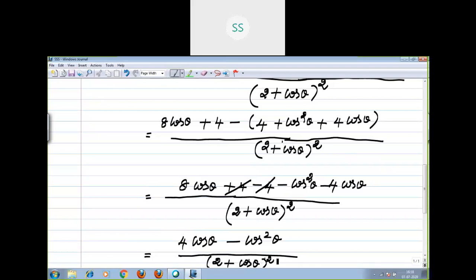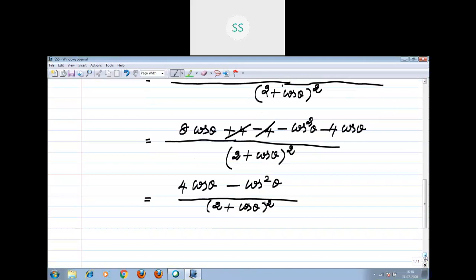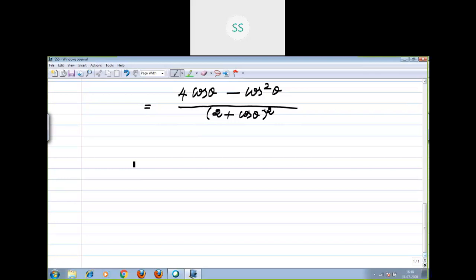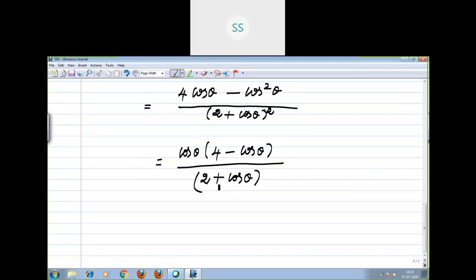Next, which one is common in the numerator? Cos theta is common. You take it as a common element, which is equal to cos theta into 4 minus cos theta divided by 2 plus cos theta the whole square. Now your dy by d theta is nothing but cos theta into 4 minus cos theta divided by 2 plus cos theta the whole square.